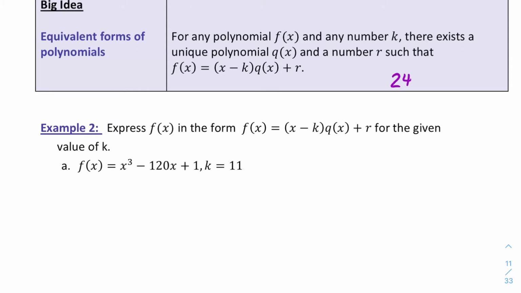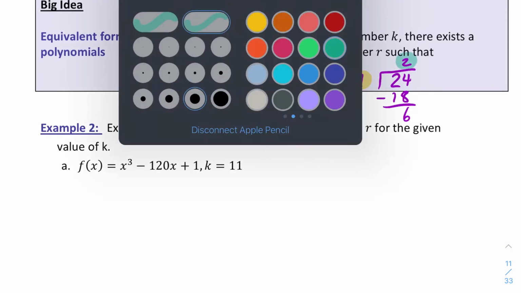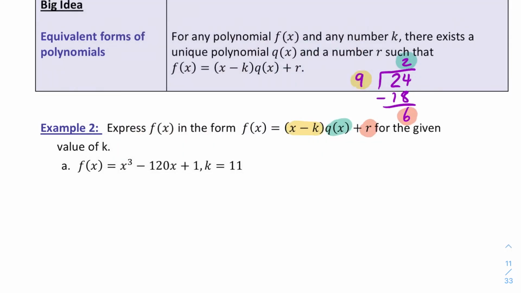So, for example, if you think about just a number, say you take 24 and you divide it by 9. 9 goes into 24 twice. If you subtract 2 times 9, subtract 18, you get 6 left over as your remainder. So you can rewrite 24, your original value, in the equivalent form, 9 times 2 plus your remainder of 6. We're going to do that with some polynomials.